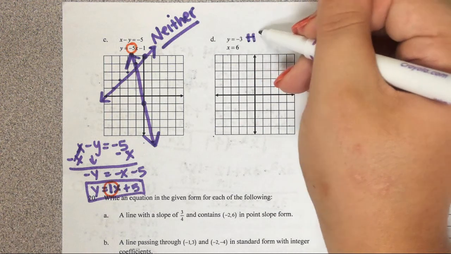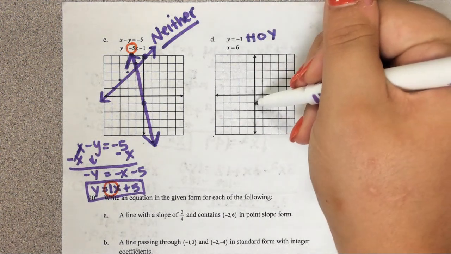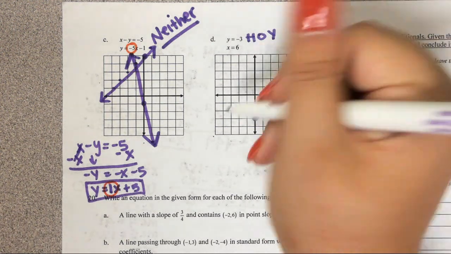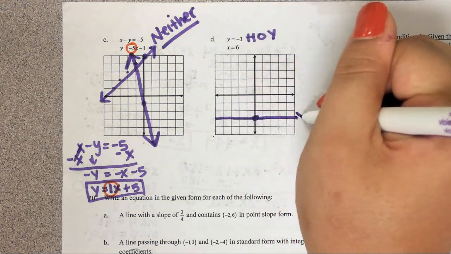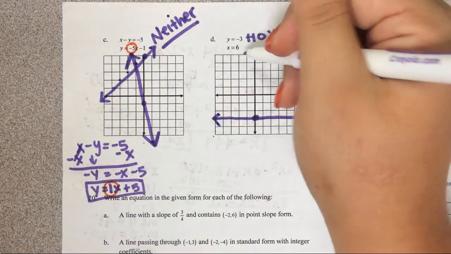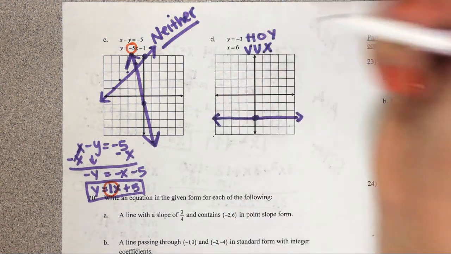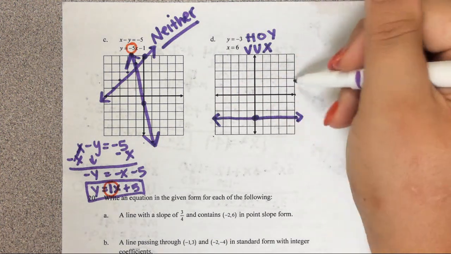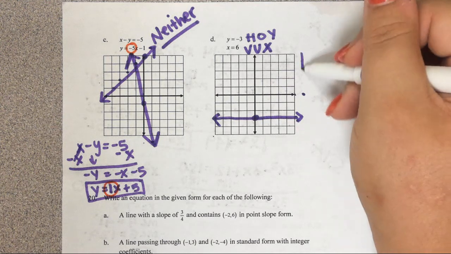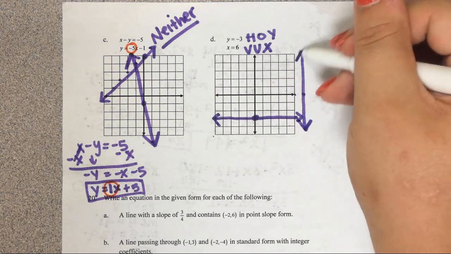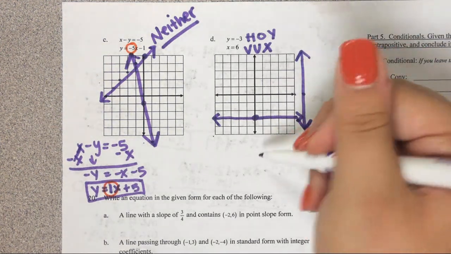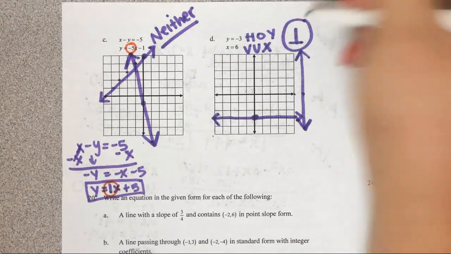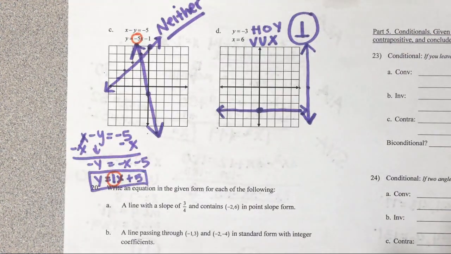Y equals negative 3, that's hoy. So I'm going to go to the y, go to negative 3, and draw a horizontal line. X equals 6, that's buck. So I'm going to go to my x, 1, 2, 3, 4, 5. It's kind of off the page. And that's going to be perpendicular, because a horizontal and a vertical line are perpendicular.